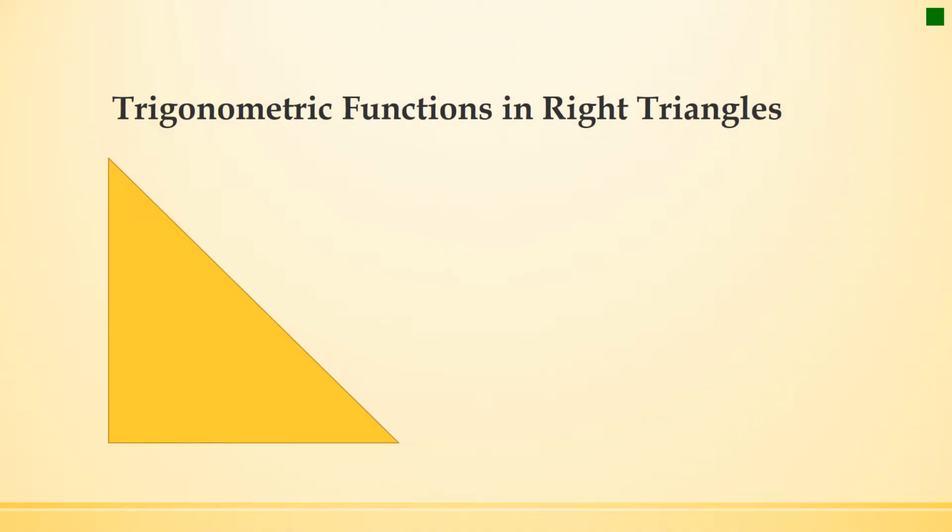Okay, so we're looking at trigonometric functions, and we're beginning by looking at trigonometric functions in right triangles. Let's first identify the parts of our right triangle, the sides of our right triangle, to be specific. And so here we have a right triangle. When we have a right triangle, we're going to most often see it identified with a little box right here.